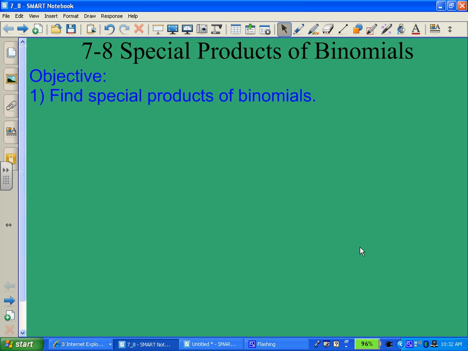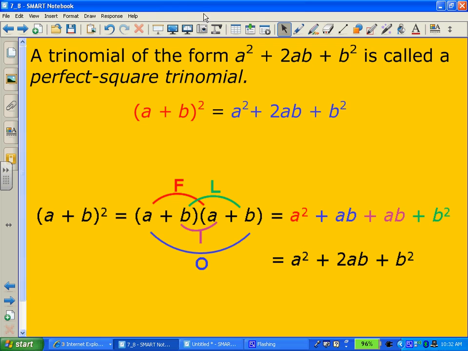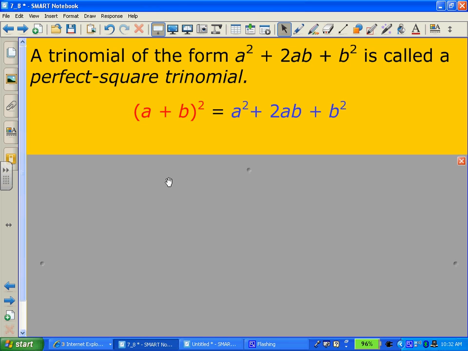Hello, this is 7-8. We're going to talk about special products of binomials. This section is really just some shortcuts when we come to using FOIL. What I've found in the past is sometimes these shortcuts confuse people, and if they confuse you, you can just stick with FOIL if that makes sense to you. And if these shortcuts make sense, then you're more than welcome to use them to save you some time. So the first one that we're going to talk about is what we call a perfect square trinomial.